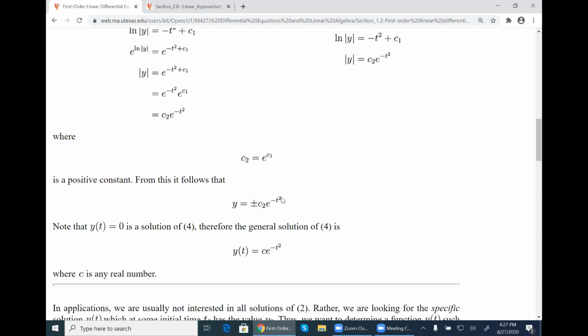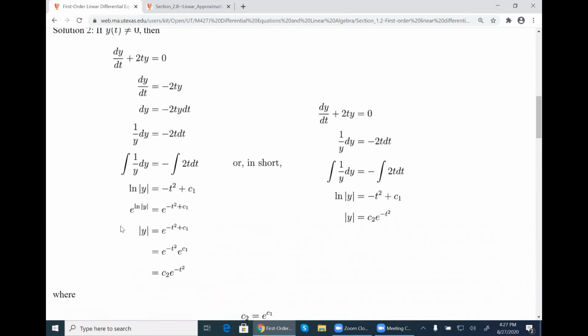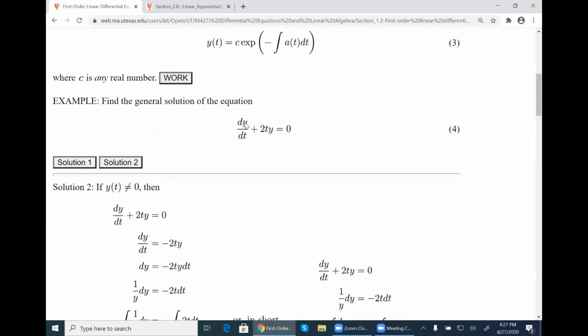Now it's time to consider case 2. Suppose y of t is equal to 0. What do we do? Well, it is easy to check that y of t is equal to 0 is again a solution of our given equation. Indeed, if you replace y here and here by 0, 0 prime is 0, 2t times 0 is 0, and 0 plus 0 is 0. So y of t is equal to 0 is a solution of this equation.